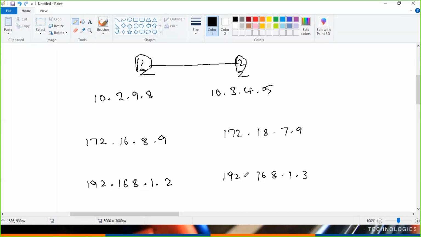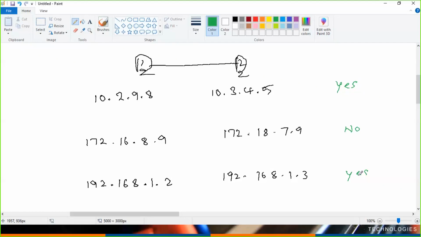In the first case, device 1 and device 2, will they communicate? Yes. Answer is yes. Second case, no. In the third case, yes. So how can we say that in the first case they can communicate? Because the network portion is the same. How can we say both have the same network portion? Because it's class A, and we compare the first octet.